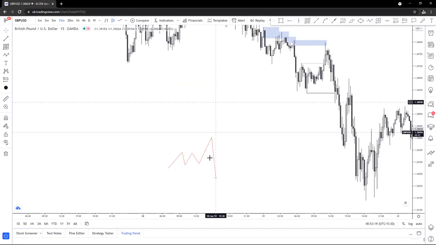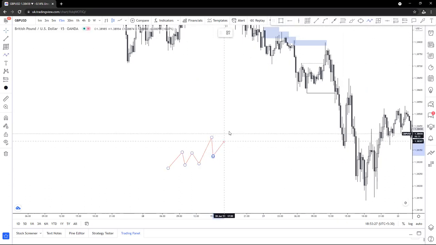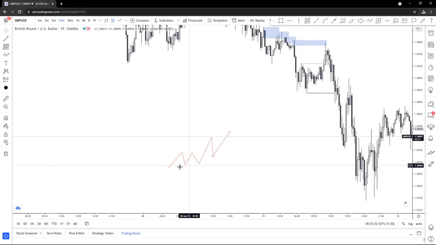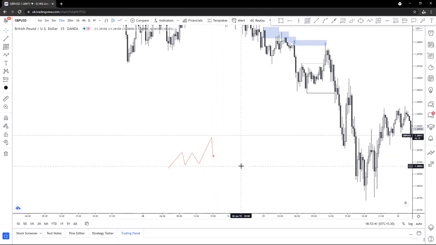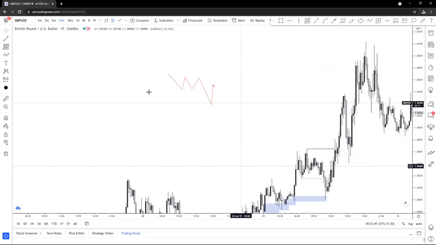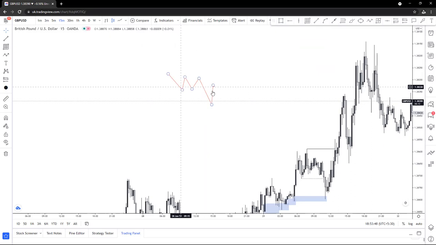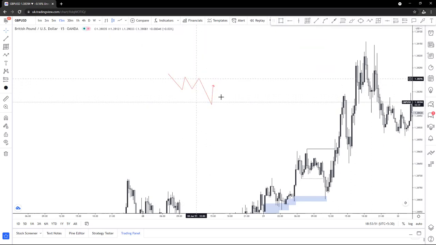Now, if it takes out liquidity, but it does not break structure, it's a weak high. Price will take out that high too. So if it took out liquidity and if it does not break this low right here, this is a weak high. That's very simple. So is it clear? Yes, it is clear. So vice versa, if it takes out liquidity, and if it does not break the structure right here, this is a weak low. Price will take out that low too.